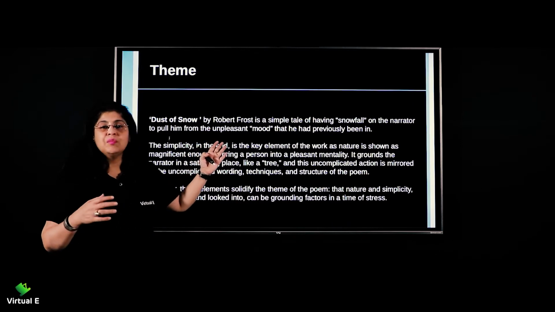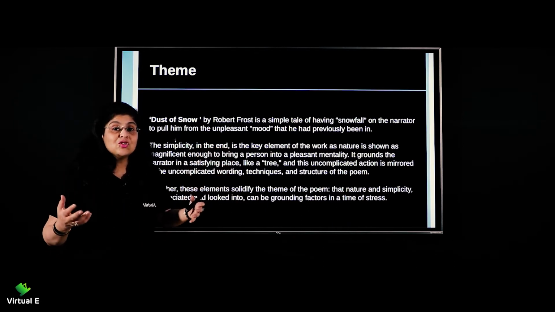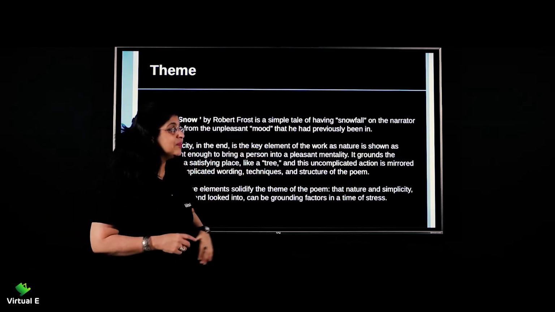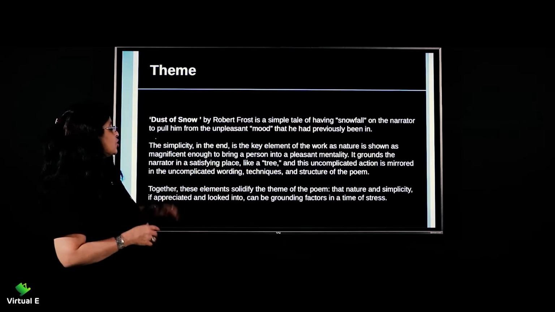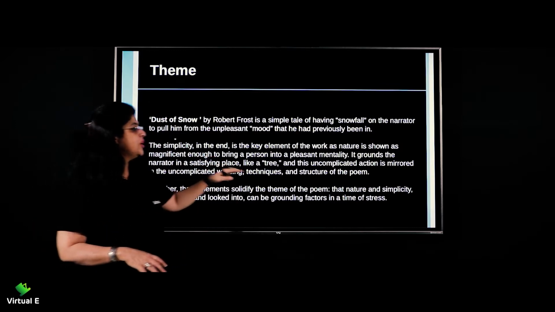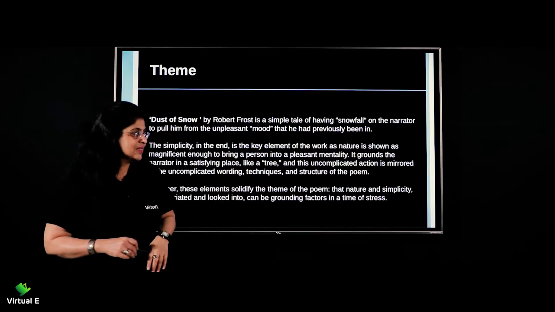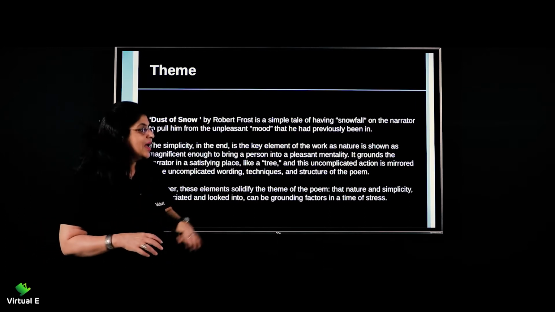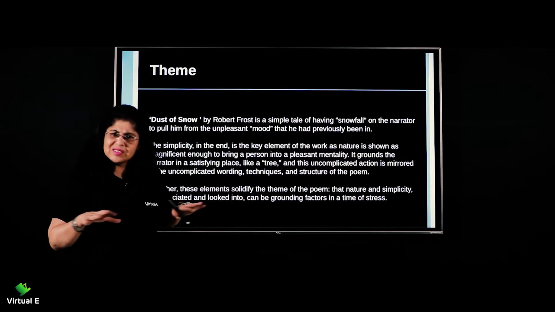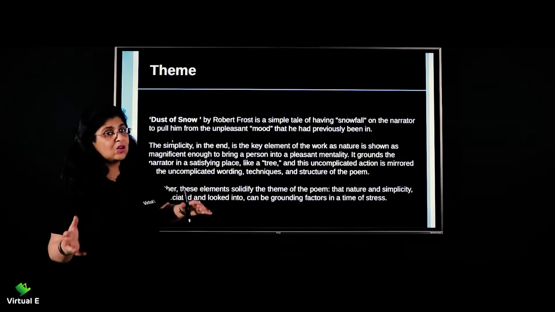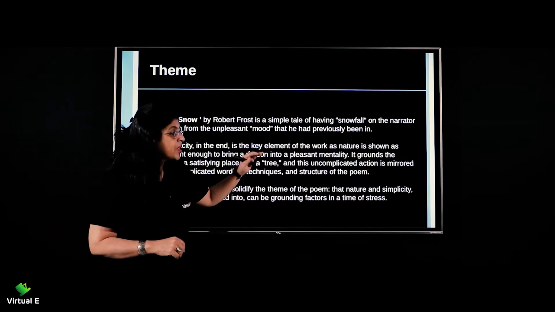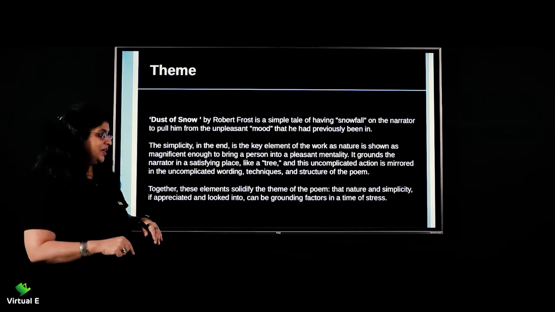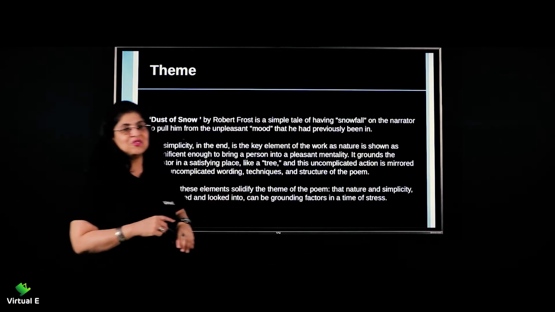And he had been in one of the most unpleasant moods that day, so that snow made him feel good. The simplicity in the end is the key element of the work, as nature is shown as magnificent enough to bring a person into a pleasant mentality. It grounds the narrator in a satisfying place like a tree, and this uncomplicated action, very simple, is mirrored in the uncomplicated wording, techniques and structure of the poem.